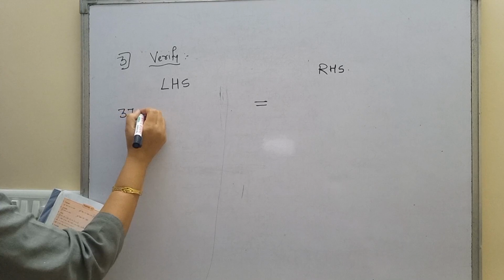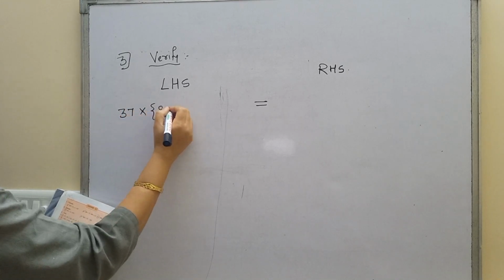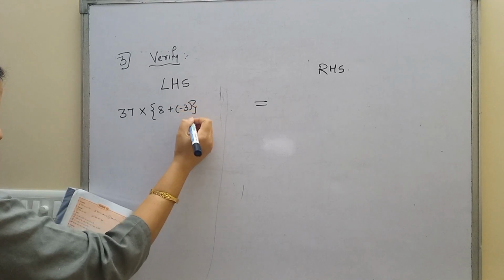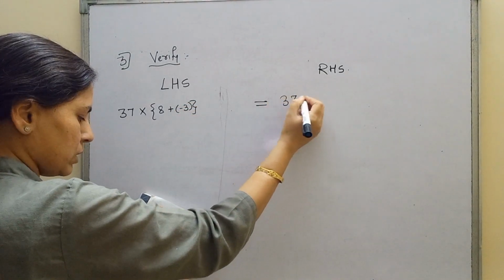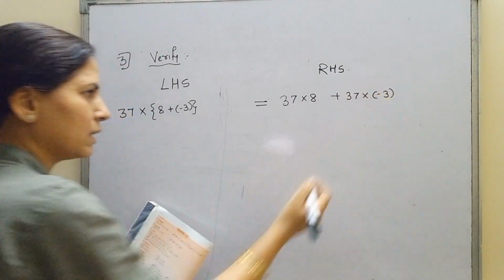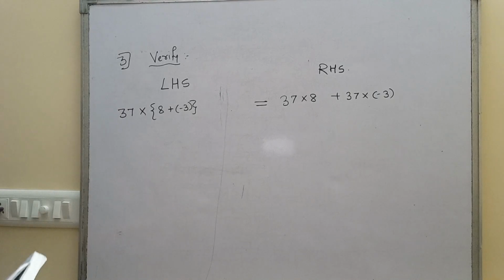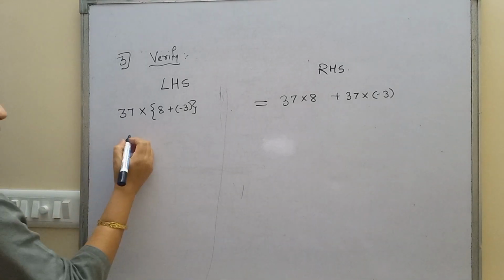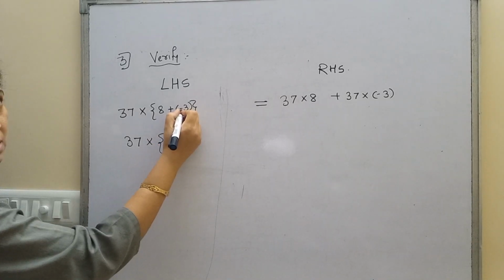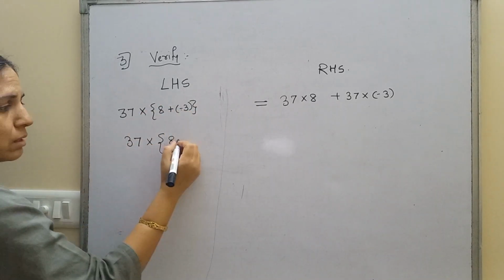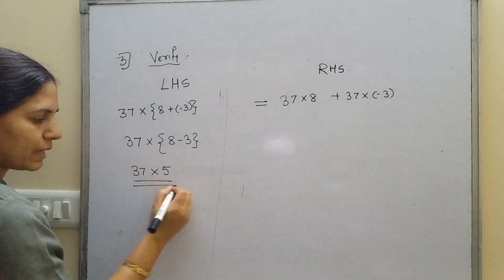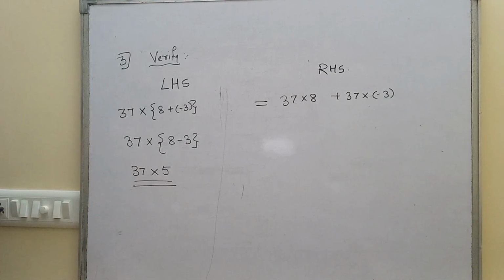So 37 into 8 plus minus 3, and here it is 37 into 8 plus 37 into minus 3. Let's check whether LHS is equal to RHS. So this becomes 37 into 8 plus minus 3, opposite signs will end up being minus. This is 37 into 5. Let's check whether that side is 37 into 5 or not.